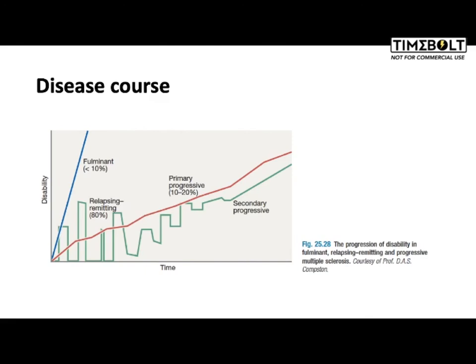Disease course. In this graph, as you can see, there are four types. One is fulminant, very rapidly progressive, and the other is relapsing remitting form, which is in 80% of patients. The third type is primary progressive, which is in 10 to 20% of patients, shown by the red line. The fourth type is secondary progressive, in which 80% of the relapsing remitting form patients after 35 years take the course of secondary progressive form.